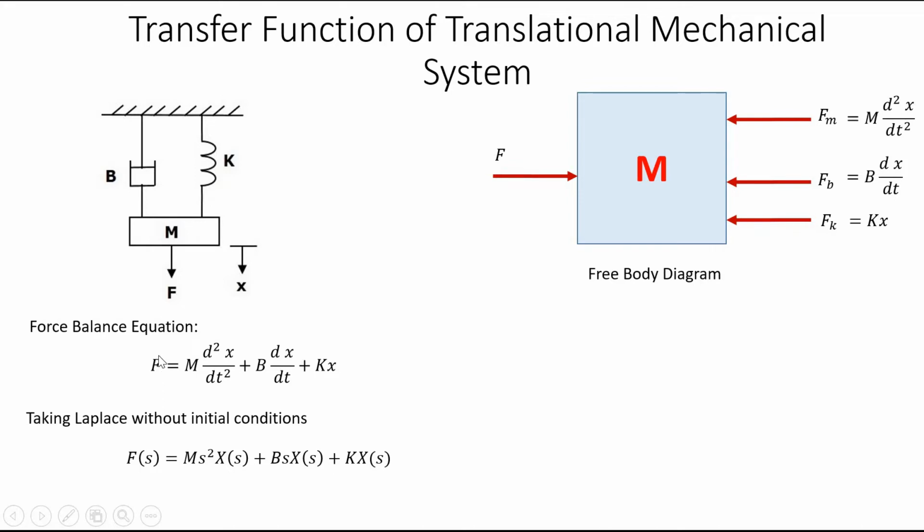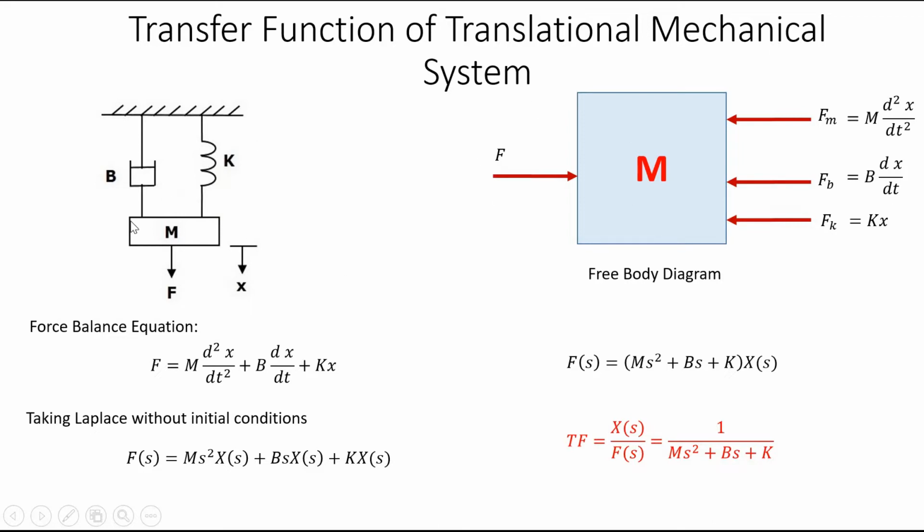So the Laplace of f is F(s), x is X(s). d²x/dt² becomes s²X(s), dx/dt becomes sX(s), and x becomes X(s). So F(s) equals, taking X(s) outside, and the transfer function is output by input. F is the input and x is the output. So X(s)/F(s) becomes 1/(ms² + bs + k). This is the transfer function.